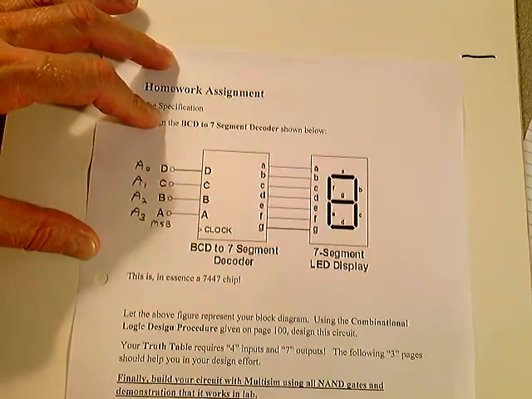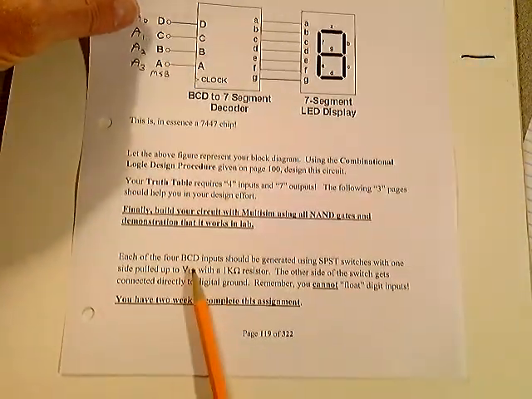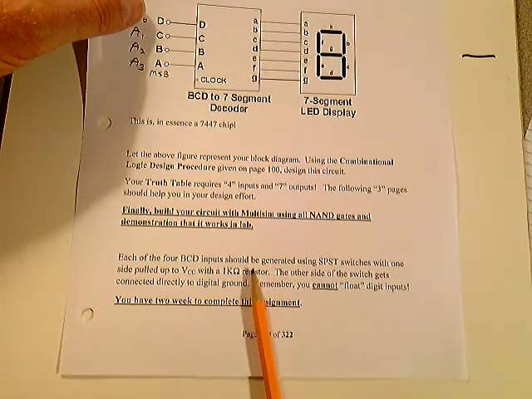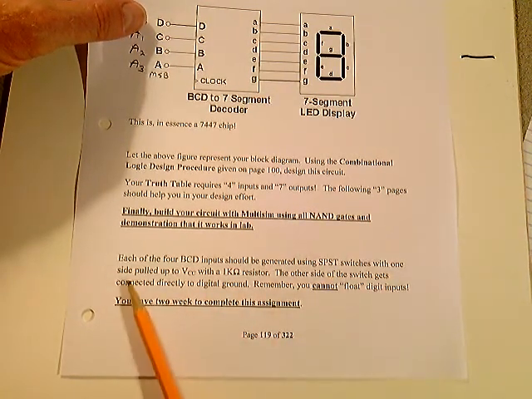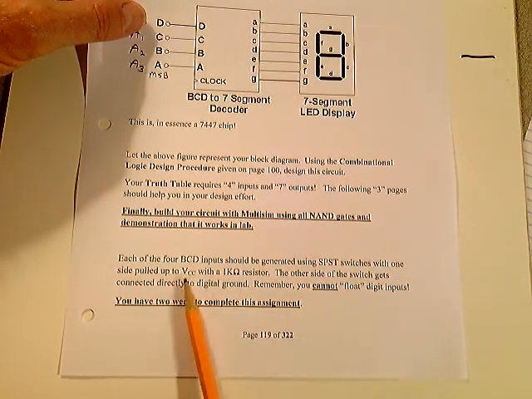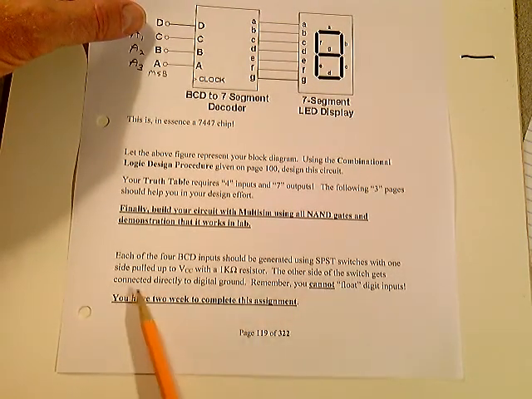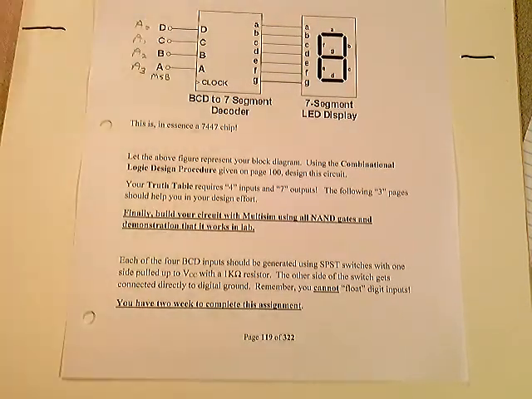In particular, let's take a look down here. Down at the bottom it says each of the 4 BCD inputs should be generated using single pole, single throw switches with one side pulled up to VCC with a 1K resistor. The other side of the switch gets connected directly to digital ground. Remember, you cannot float digital inputs.